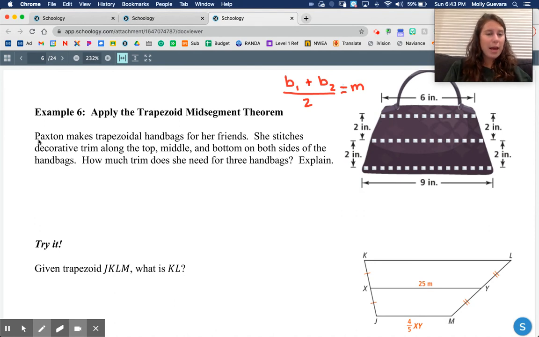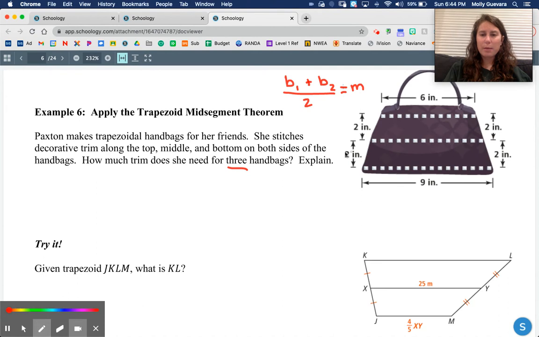So it says Paxton makes trapezoidal handbags for her friends. So this is a trapezoid. She stitches decorative trim along the top, the middle, and the bottom on both sides of the handbags. How much trim does she need for 3 handbags? Okay. So when we look here, I know that this line right here is the mid-segment. And I know that because this length is 2 inches and this length is 2 inches, and this is 2 inches and this is 2 inches. So I know that that line of trim in the middle is the mid-segment.